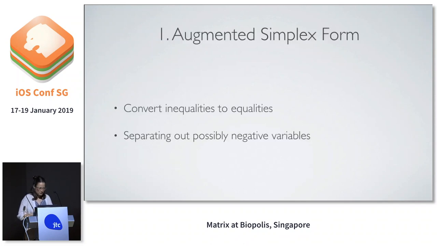So first of all, augmented simplex form, a very fancy name for just shuffling things around. We are going to convert the inequalities we have to equalities, and then separate out constraints with possibly negative variables from definitely non-negative variables. The reason for doing that is that the simplex algorithm that Cassowary is building on can only work with equalities working with non-negative variables.